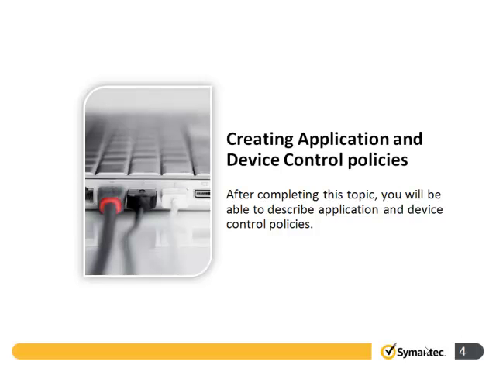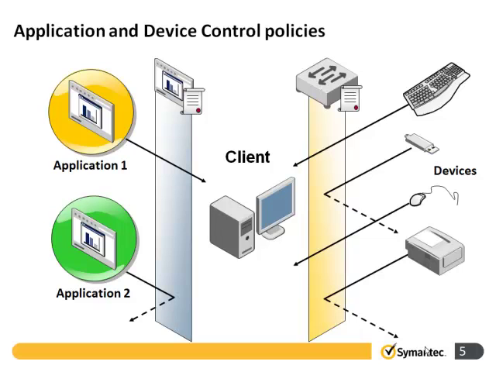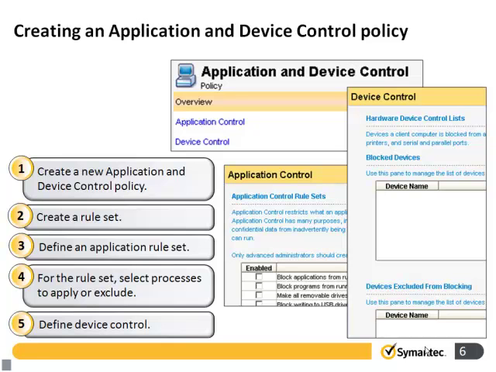Let's look at the application and device control policies. So what can application and device control do for us? Well, in the SEP client, we can control which applications are allowed to run and which devices are allowed to be attached to the client. We can set up the application and device control policy and define these settings here. We need to create the new policy, create the rule set, define the application rule set, select the processes to apply or exclude, and then define the device controls.